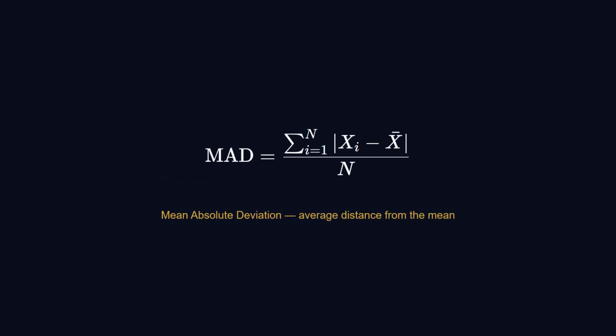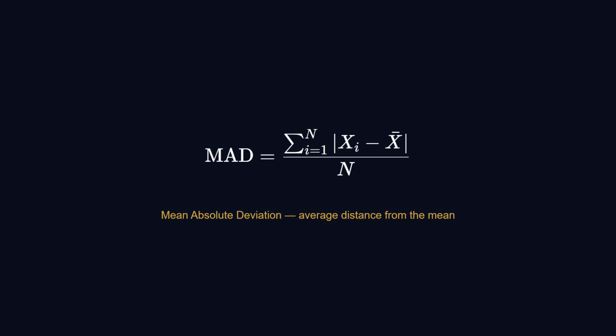Mean absolute deviation, or MAD. This measures the average distance of each data point from the mean. For each value, you calculate how far it is from the mean, take the absolute value so negatives do not cancel out positives, then average all those distances. MAD equals the sum of the absolute values of xi minus x bar divided by n.